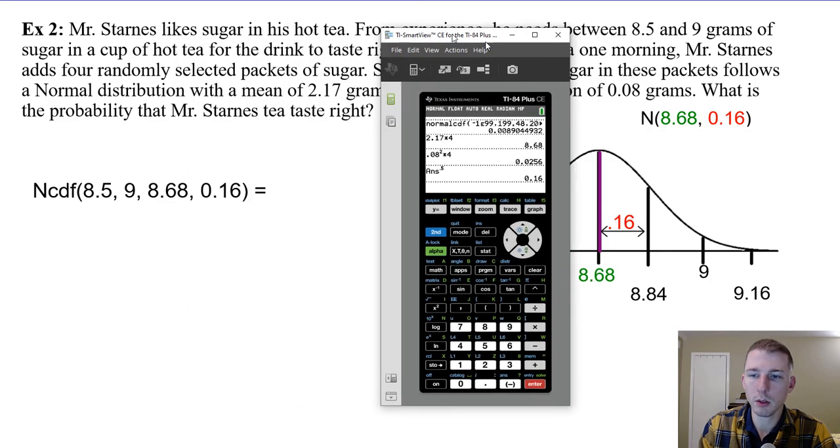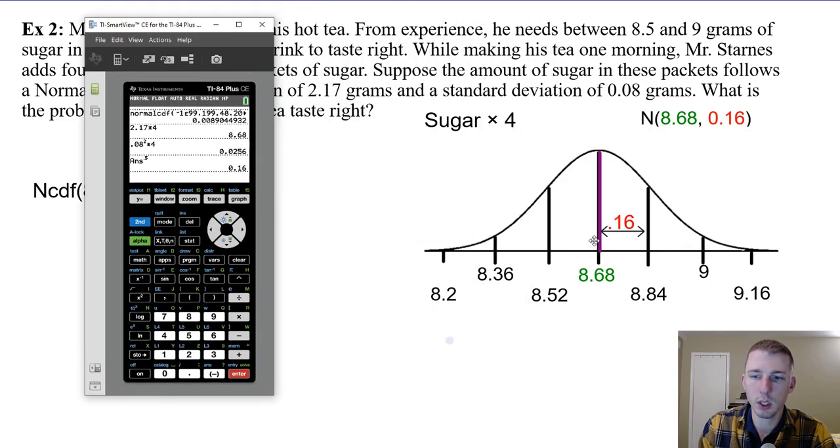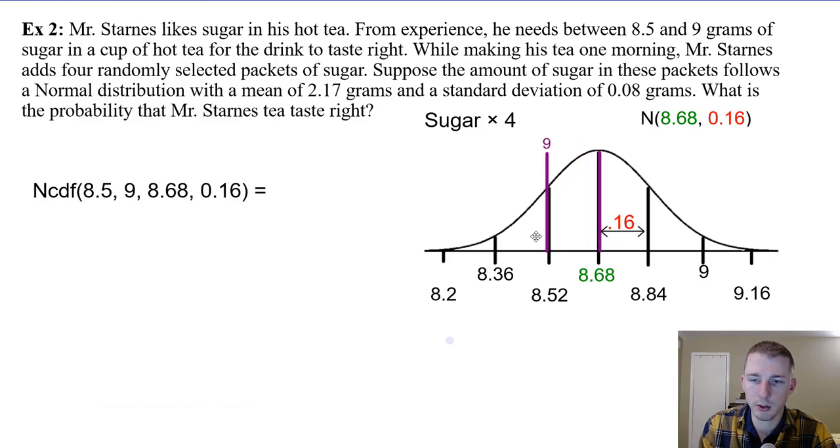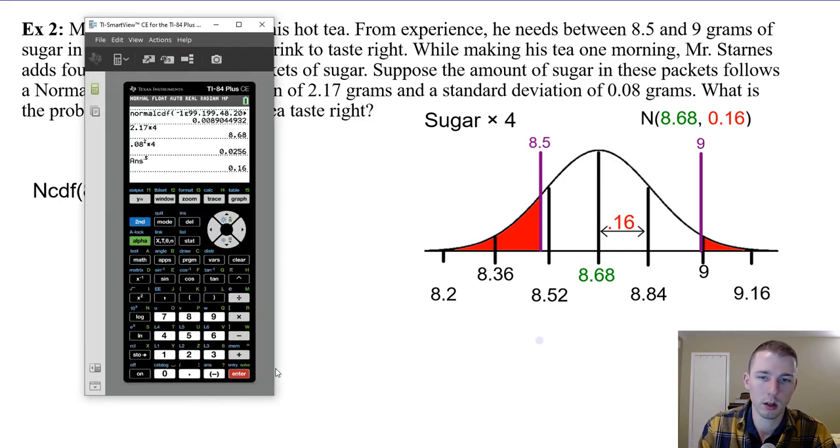So basically we have our model here, centered here with standard deviation 0.16. I went ahead and filled those out. I want it to be anywhere from 8.5 to 9 grams of sugar. So 9 would be over here, 8.5 would be just under there, and I want to find the area in between those two. That's when it's going to taste right. So my lower limit's 8.5, my upper limit is 9. So let's put that in the calculator.